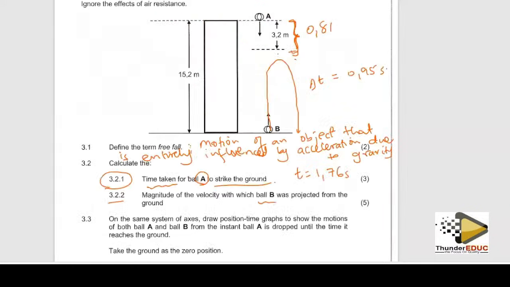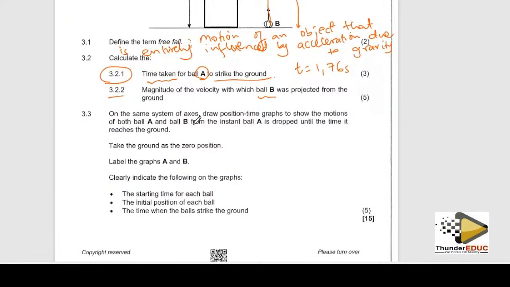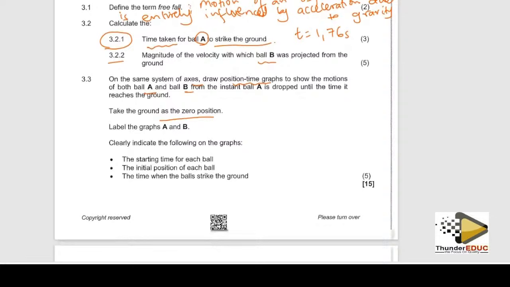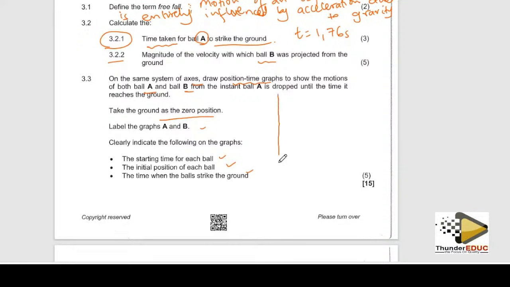All right. Then the next question is telling us that on the same system of axes, can we draw a position-time graph to show the motions of ball A as well as ball B, after it was dropped and reaches the ground? We're taking the ground to be the 0 position. We need to label the graphs A and B, and we need to indicate the following. So there is one thing we need to know.